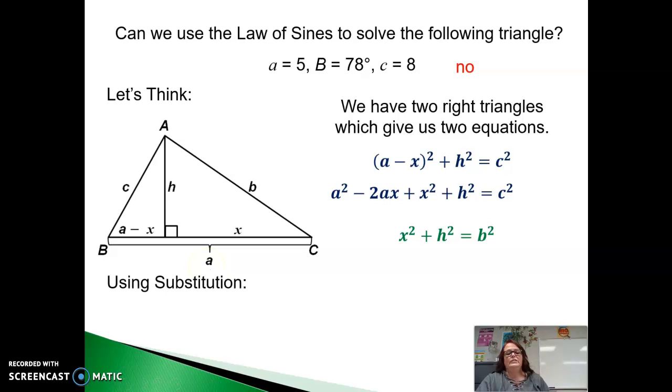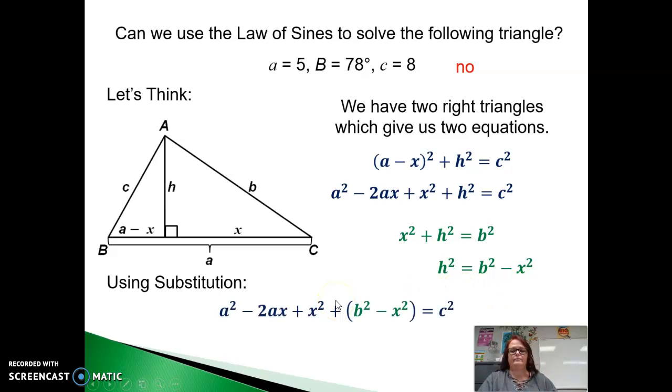And so we want to use substitution because, again, the height for each triangle is exactly the same segment. So if I subtract x squared from both sides, I get h squared is equal to b squared minus x squared. So substituting for h squared in this blue statement right here, I took h squared and called it b squared minus x squared. And again, you don't have to copy all this down unless you want to, so you could press pause and copy it down, or you can just follow along, agreeing or disagreeing with my substitution.